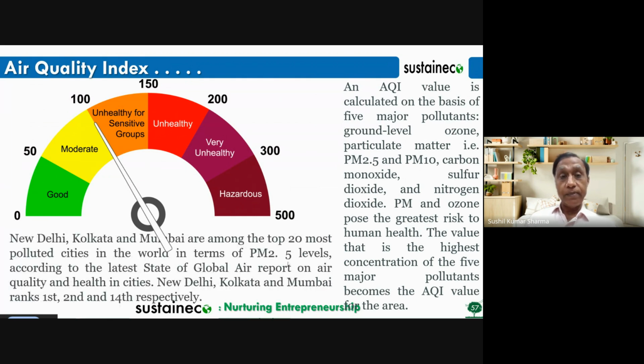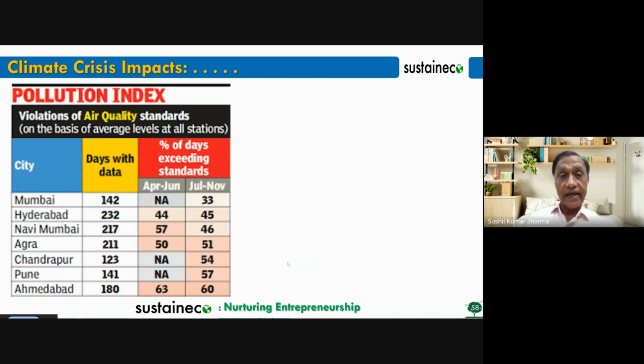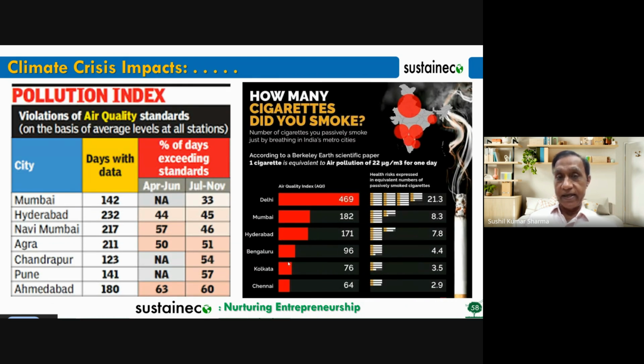In fact, we have seen that in Delhi this year on a day it went out of the measurable scale, more than 999. Herein, the recorded value we find is 673. So it is most hazardous. And as I have already stated, in terms of passive smoking and comparing with the number of cigarettes, the smoke inhaled in a day equates to more than 20 cigarettes.